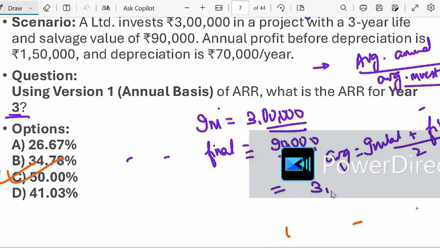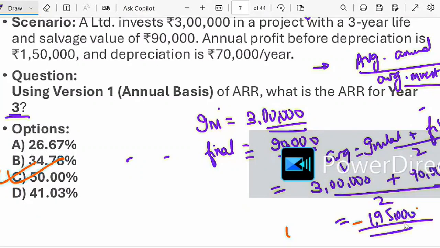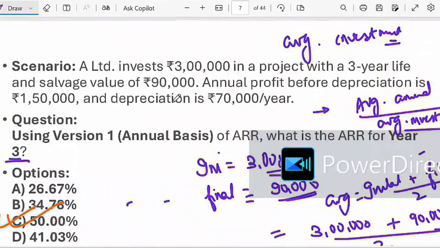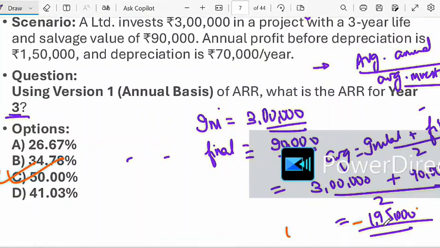So initial is how much? 3 lakh. Final is how much? 90,000. Divide both by 2. How much is it? 1 lakh 95,000. You know how to find the average. The initial investment plus the final value that remains, which is called the salvage value, and then divide by 2. Then you will get the average investment. Is it clear now? So average investment is 1,95,000.